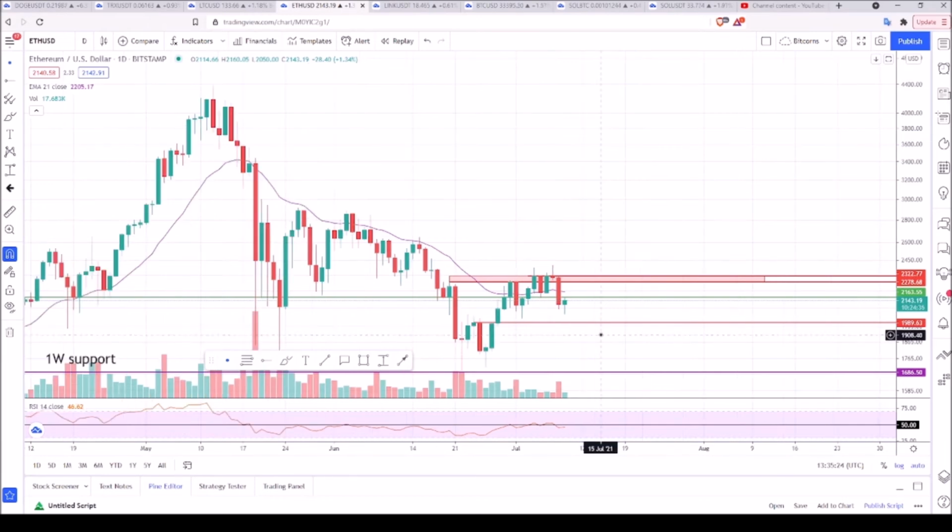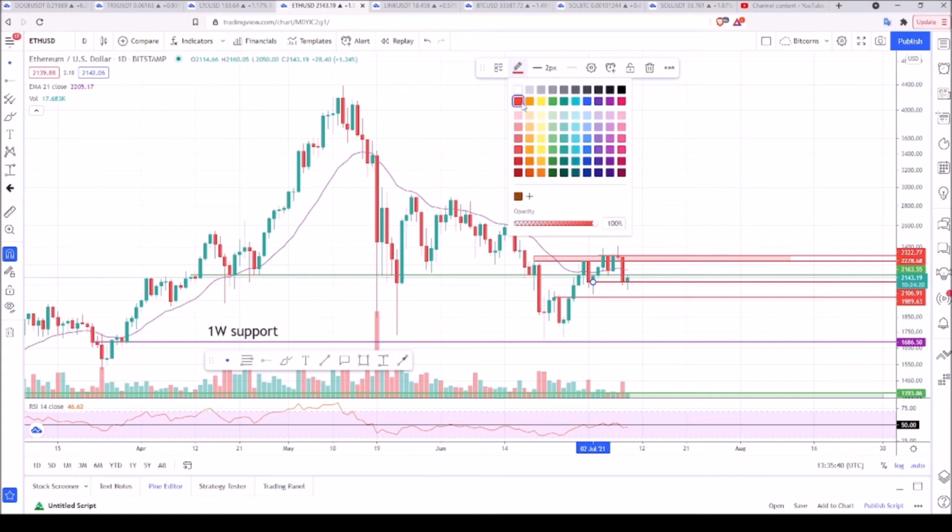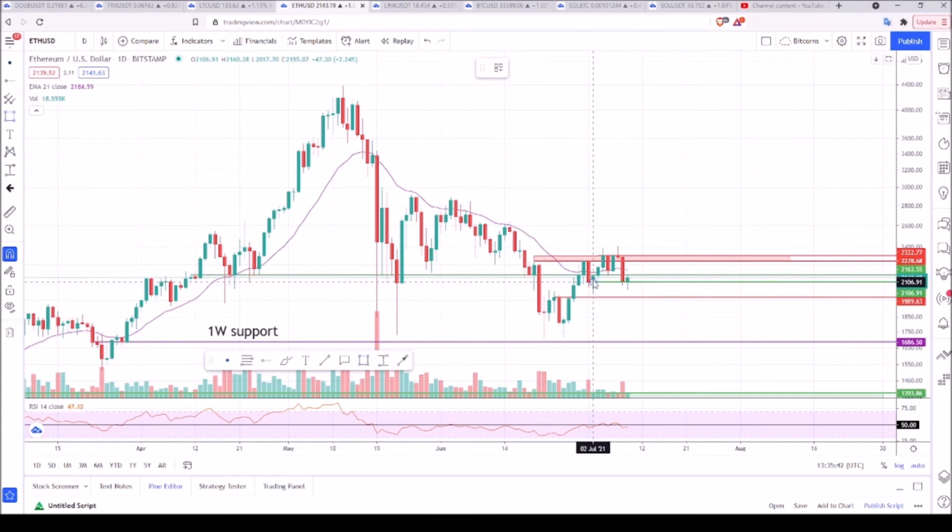And to call this your point where you have to break this to be bullish would not be a stretch at all. If we want to update our support to be more recent, we could look at the recent swing low here and call this kind of our support zone.